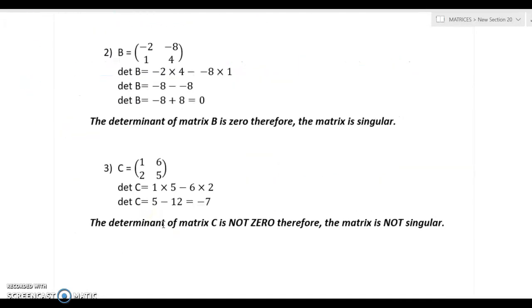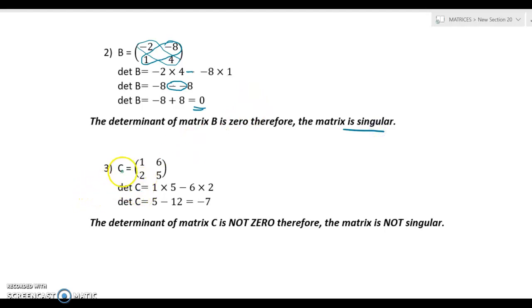Let's look at the other two examples. Number 2 here. So the determinant of B, again, first diagonal, minus 2 by 4, take away the product of the second diagonal, minus 8 by 1. So minus 2 by 4 is minus 8. Then take away minus 8 by 1, which is also minus 8. So with two minuses together, remember, that gives you a plus. So minus 8 plus 8 gives me 0. Therefore, the determinant of matrix B is 0, so it's a singular matrix.